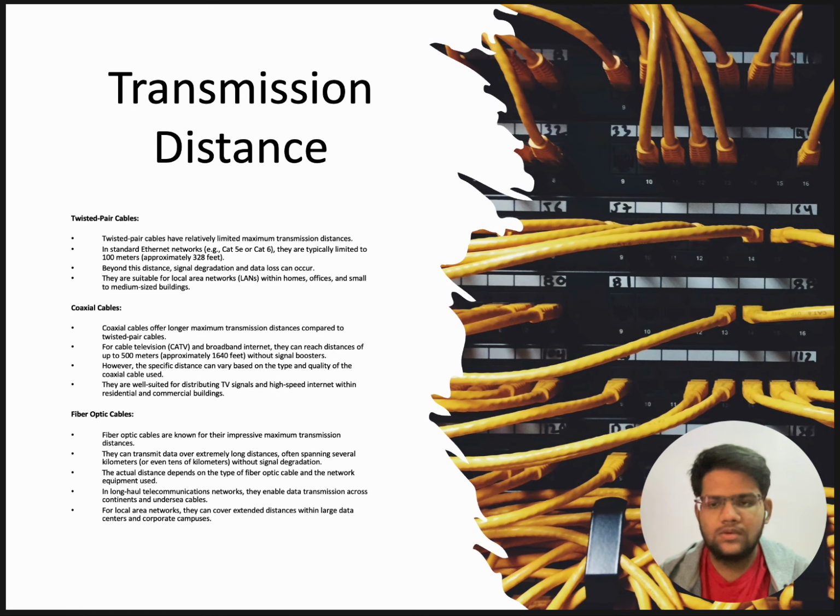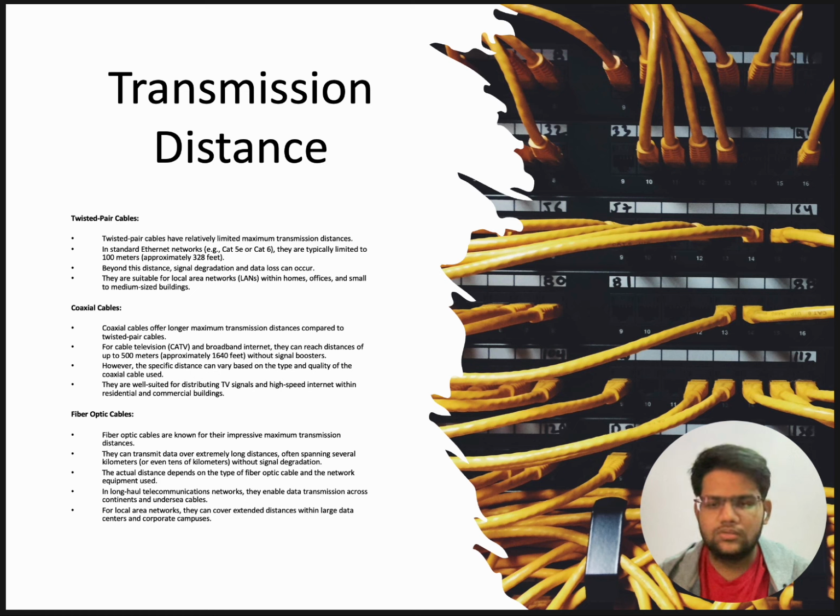Let's discuss the maximum transmission distances for each cable type: twisted pair cables, coaxial cables, and fiber optic cables. The first, twisted pair cables. Twisted pair cables have limited maximum transmission distances. Typically, they are restricted to 100 meters. Beyond this limit, you may encounter signal degradation and data loss. Ideal for local area networks in homes, offices, and small to medium-sized buildings.